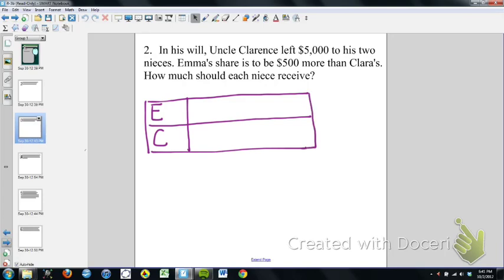Actually, I only need two columns here: one specifying Emma and Clara, and one with the representation. Emma's share is $500 more than Clara's, which means I should start with Clara. So I'm going to put the x on Clara, and from Clara, if I add $500 more, I would get to Emma.